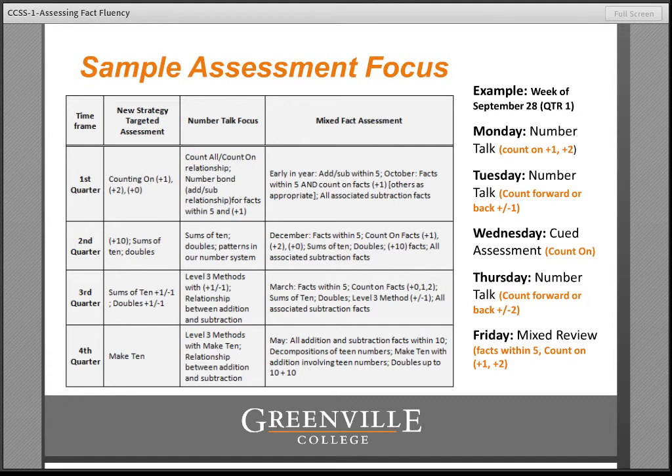And here you see in the last column some mixed fact assessment goals. So early in the year, I want them to be able to add and subtract within 5. And by October, I would like their facts within 5 and their count on facts +1 to be able to be assessed and see that. And then by the end of the quarter, I'm hoping that all the associated subtraction facts for those particular problems can also be developed. So you see how this actually develops over time. And the middle column actually shows you what kind of number talk focus would be happening during that quarter. And then just to pull that out in a more fine-grained way, over to the right, you see an example.